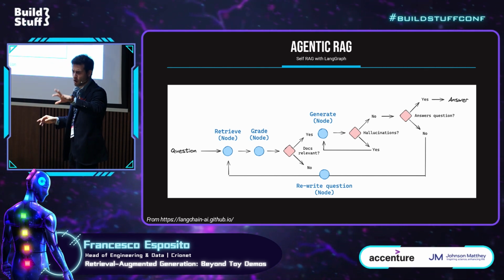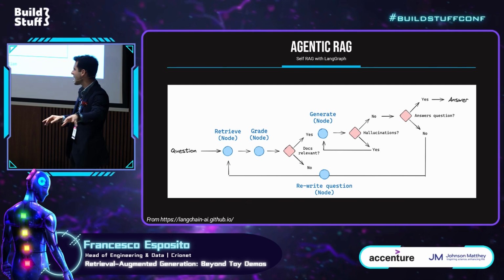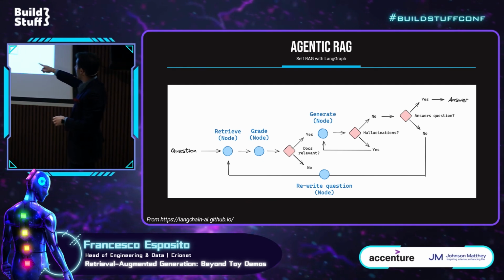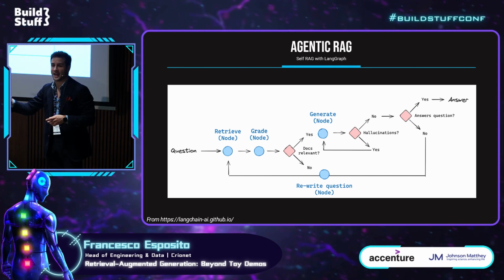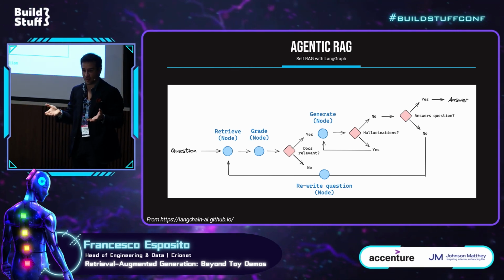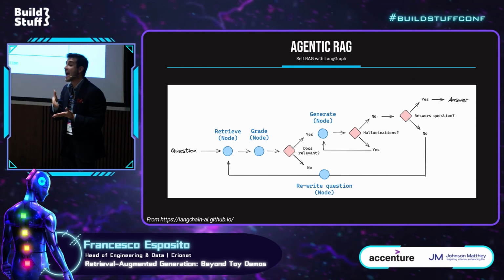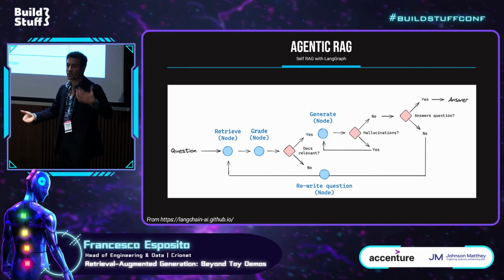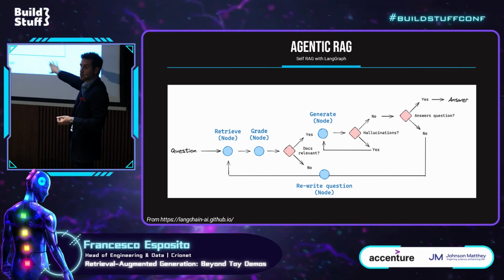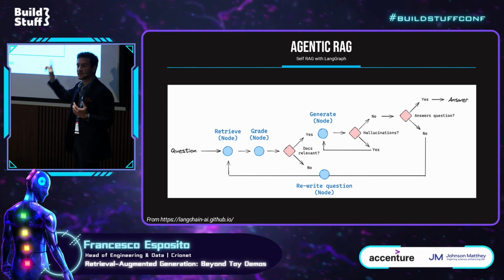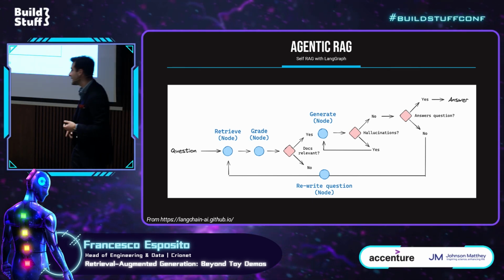Prompt begging helps in this case. But if the answer doesn't contain hallucinations, we have to do one more check. Is the generated answer really answering the original question? If yes, then we give the answer to the user. Of course, if the answer is no, we start again from the beginning.